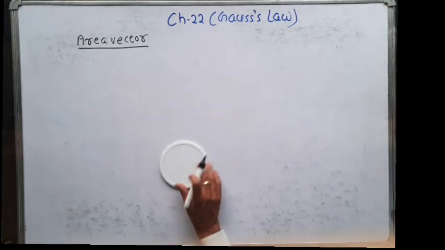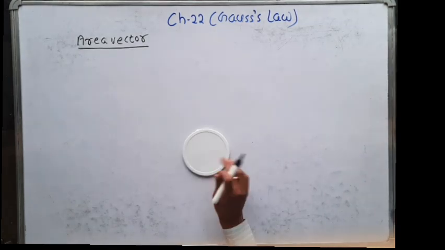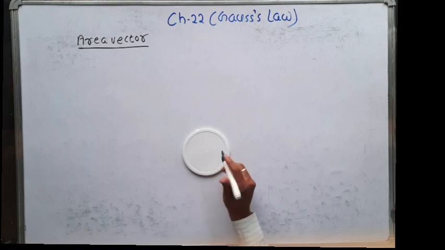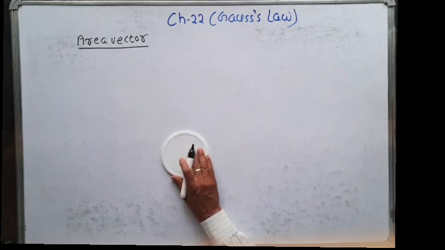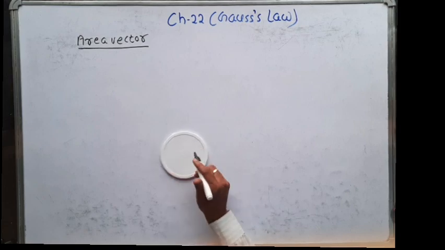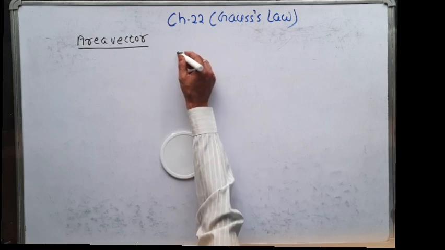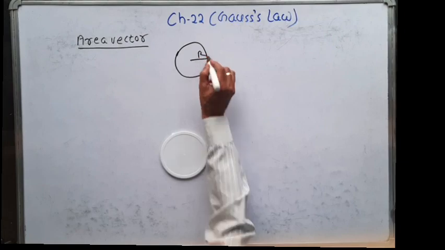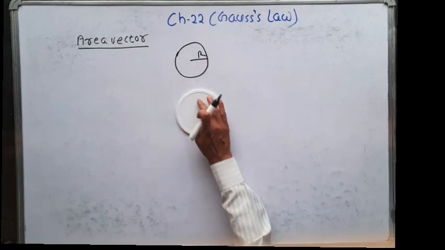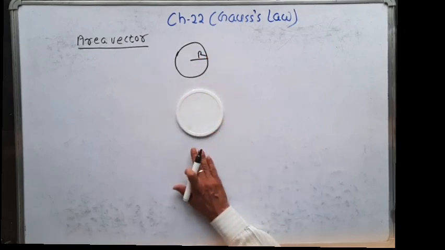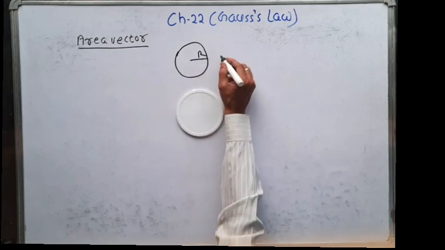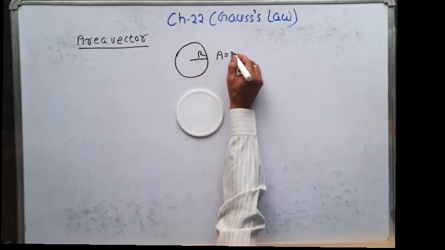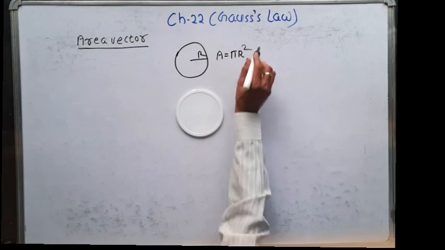Suppose this is a circular disc. Let us say the circular disc has radius r, and this disc is lying on the board. Then what is the area? Here the magnitude of the area is pi r square.